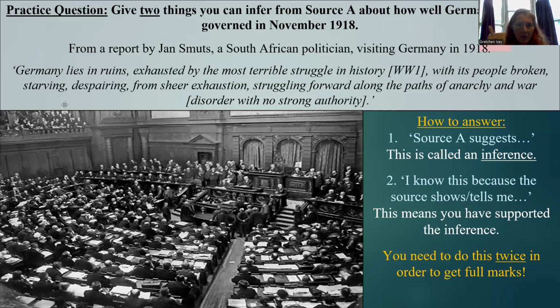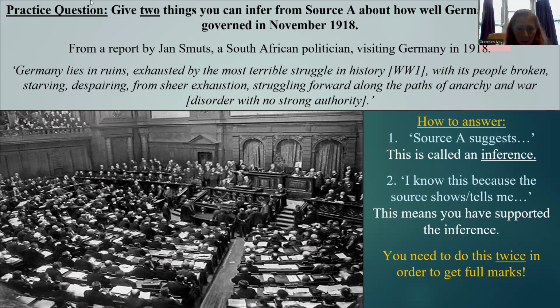So it says, give 2 things you can infer from source A about how well Germany was being governed in November 1918. Now, you don't just list these inferences. You need to state how you know it or why. Okay, so the best way to answer this is: source A suggests, and this is called your inference. And then I know this because the source tells me. This means you have support from the source and you're supporting your inference. So you do this twice because you have to find 2 things and you should get your full marks. So what we'll do is we'll work through 1.